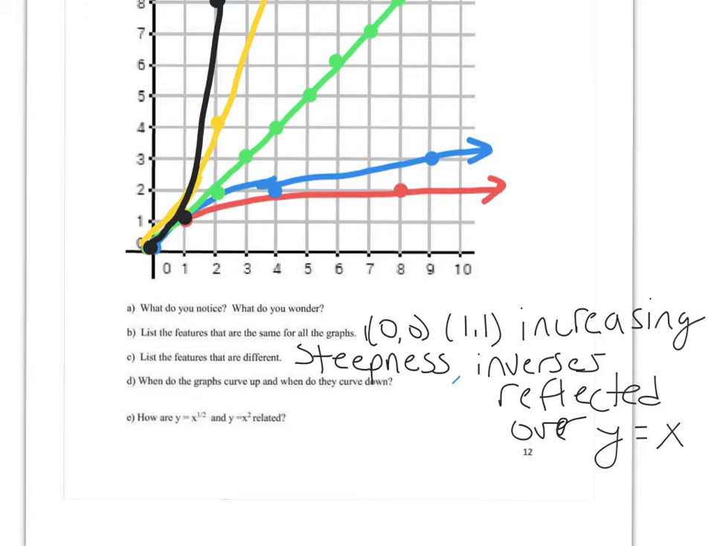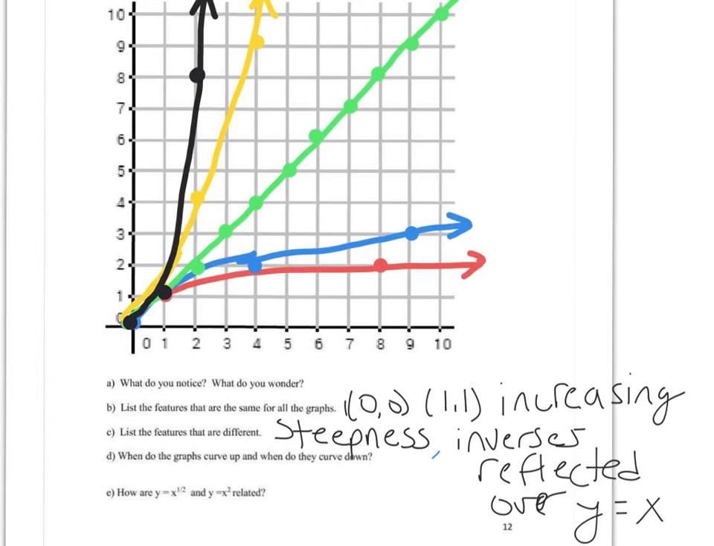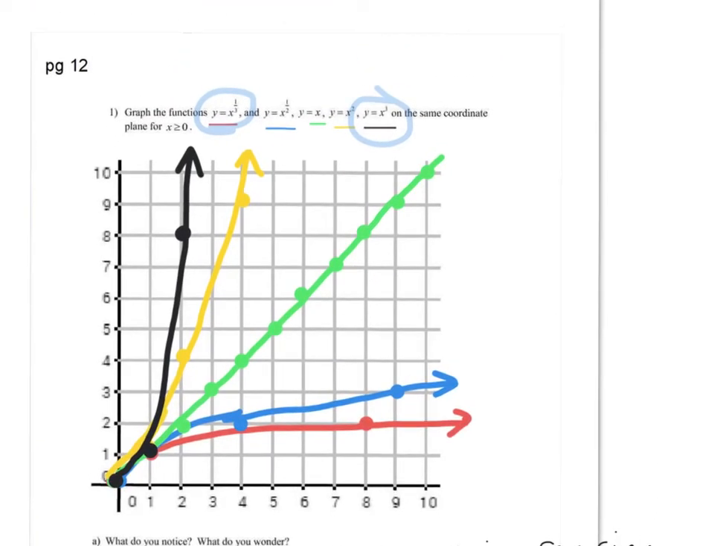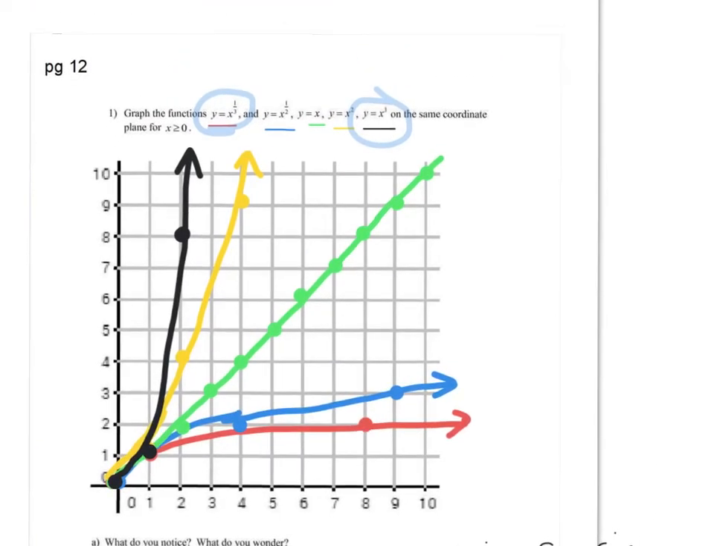Okay, so the difference between the graphs that curve up and the graphs that curve down. Our two graphs that curve up are x squared and x to the third, versus the graphs that curve down, which are x to the 1/2 and x to the 1/3. So think to yourself, what is the difference between those power functions?